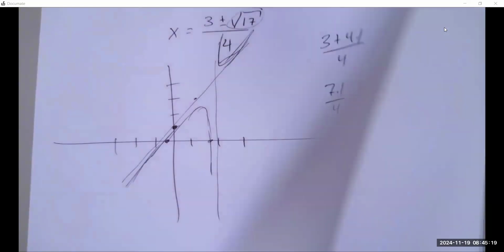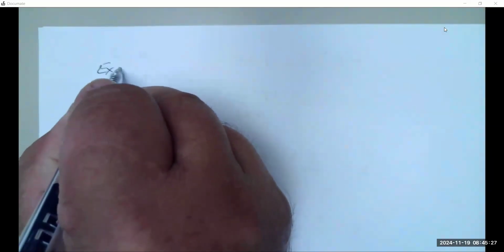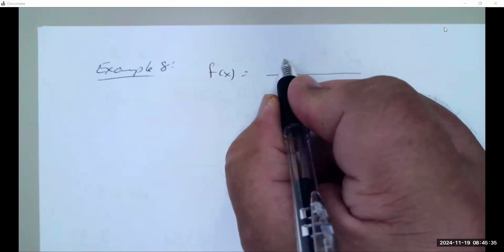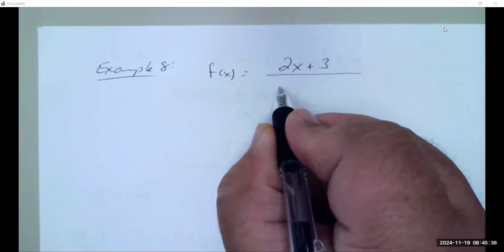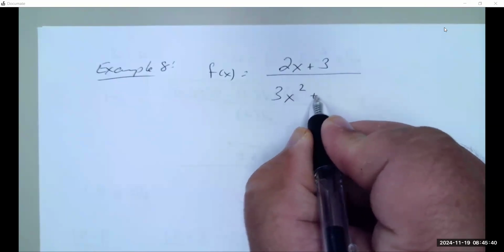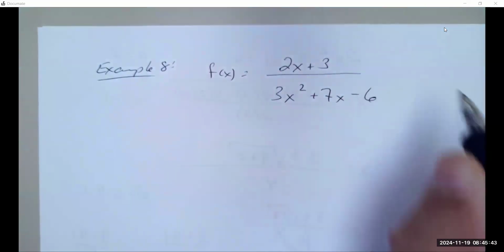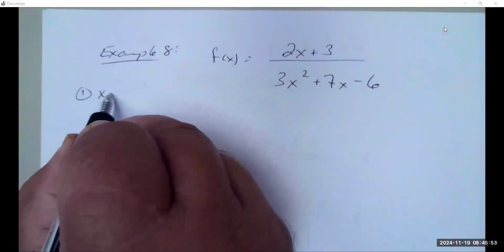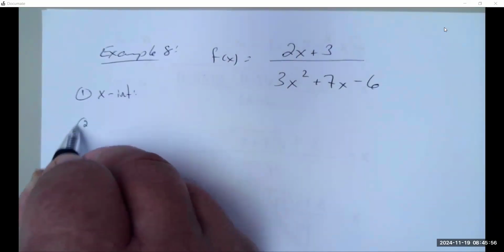Okay, let's do a couple more examples, because the rest of this section is just dealing with examples. Example 8: graph this one as well. 2x plus 3 over 3x squared plus 7x minus 6. Remember, we're interested in these points.